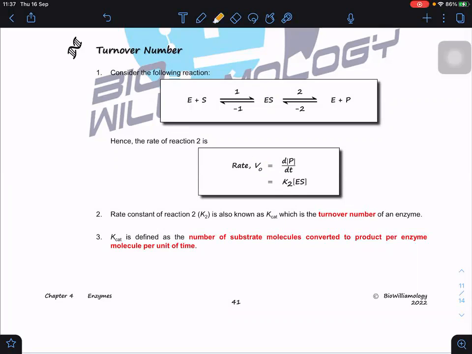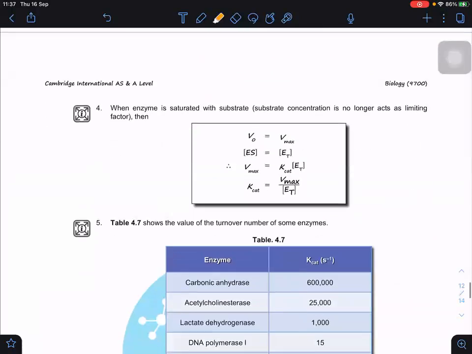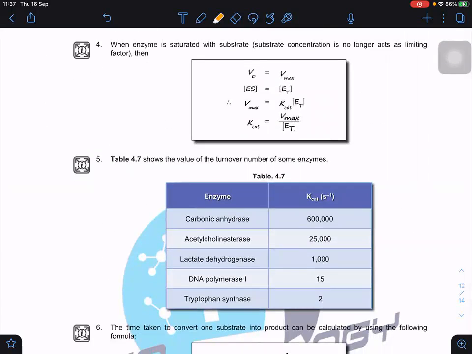So for our syllabus, you just need to know the definition of the turnover number, full stop. That's all. So what is the turnover number? Turnover number is the number of substrate molecules converted to product per enzyme molecule per unit time. Are you clear? You divide by the enzyme molecules, then you will be able to know how fast these reactions are. So you can see I use this symbol, which is not in our syllabus, just for information only.